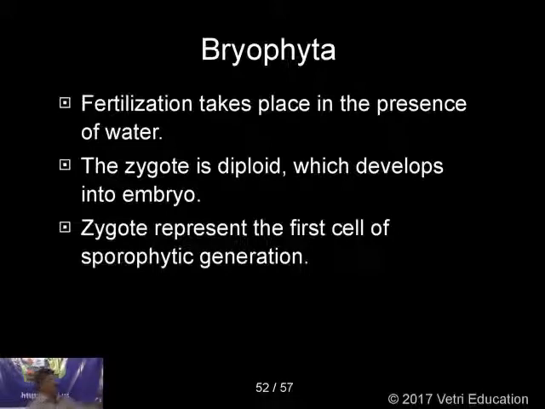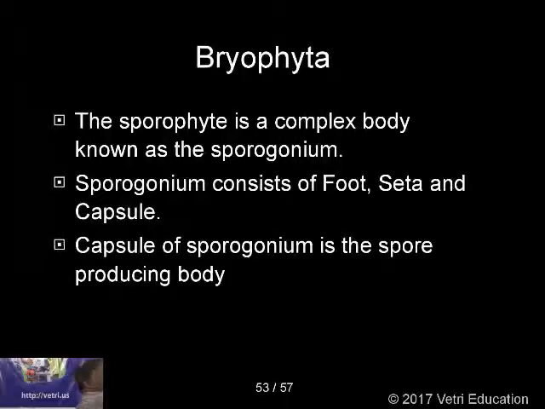So the word embryo you have just learned. These plants are embryophytes. The plants having an embryo are called embryophytes. Embryo is formed after gametic fusion. So the embryophytes are Bryophyta, Pteridophyta, Gymnosperms and Angiosperms. The embryo develops from here only, and the zygote represents the first cell of the sporophytic generation. So far we discussed the gametophytic generation. After the formation of the zygote, the sporophytic generation starts.